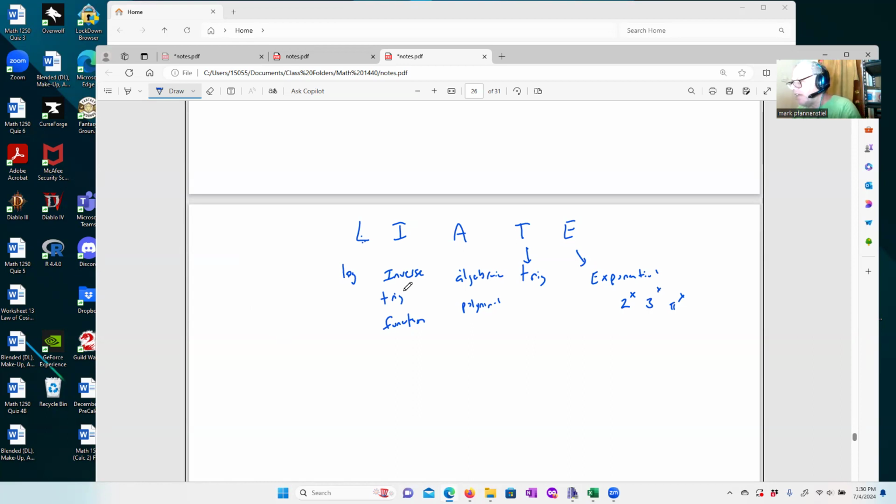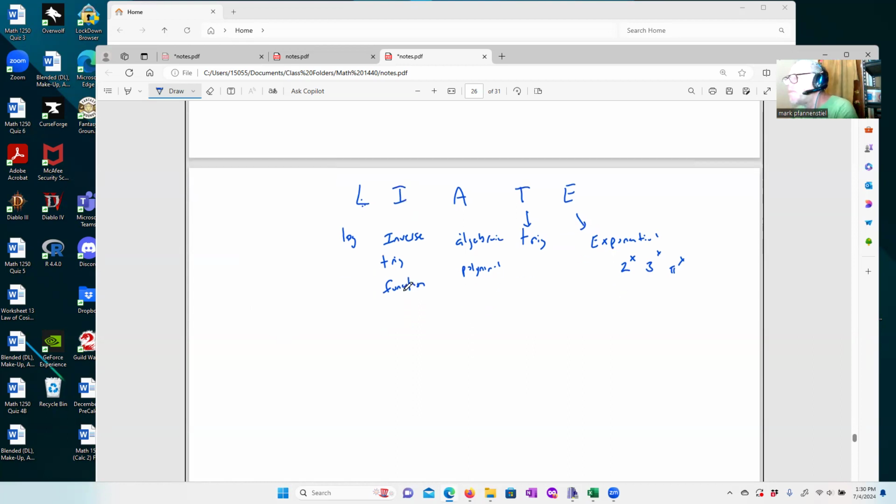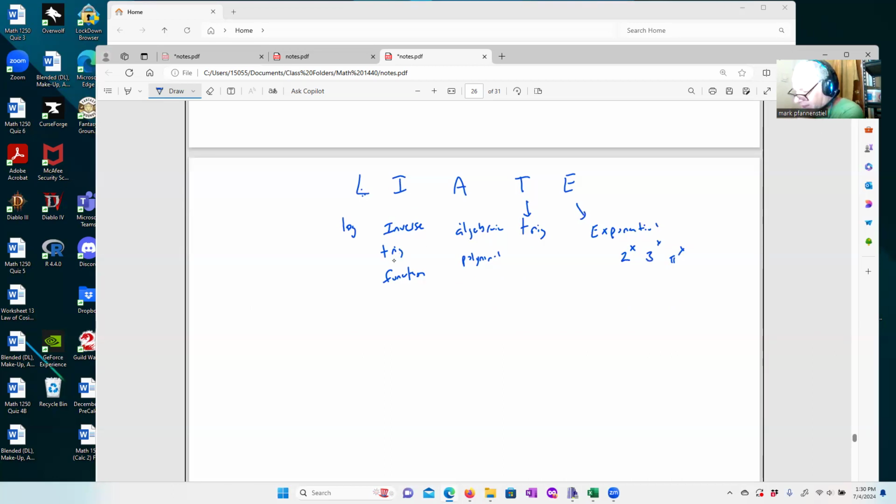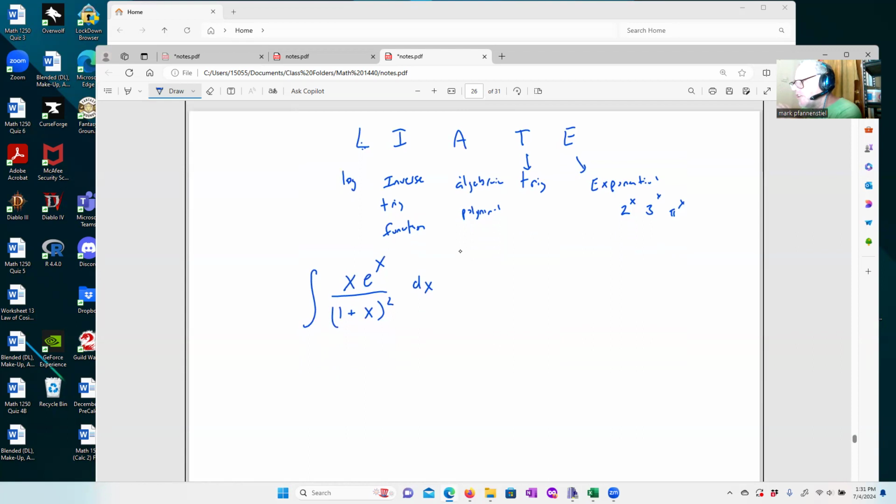Okay, and I've got a trickier one here for you when it doesn't quite follow the LIATE. So we have the integral of x e to the x divided by (1 plus x) squared dx. Okay, so we have to use integration by parts. We have a polynomial times an e to the x. Now, you have to be kind of careful with your u here. I don't want to pick u to be this whole thing. Okay, I don't want to pick u to be all of these parts here.